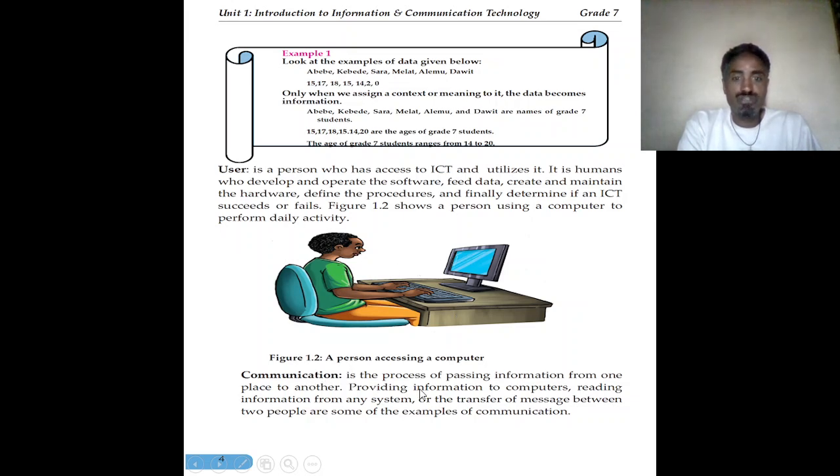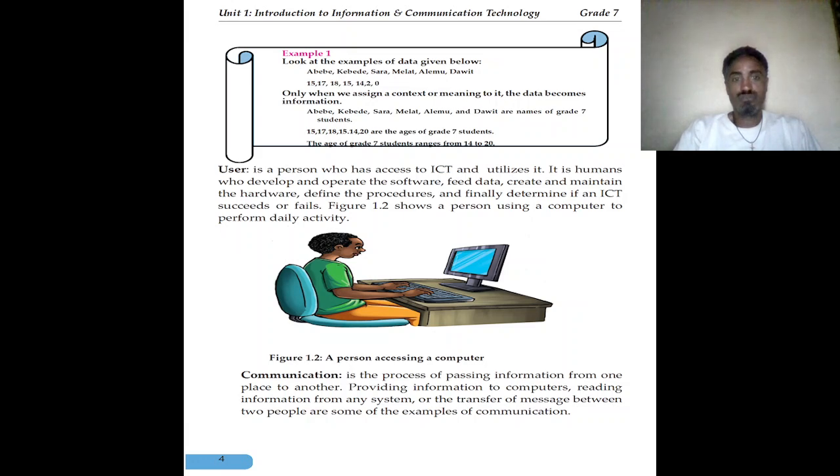In the case of communication, it is the process of passing information from one place to another. What is communication? The process of passing information from one place to another. If two persons are communicating with each other using a mobile phone or computer, there is communication. Providing information to computers, reading information from any system, or the transfer of a message between two people are some examples of communication.